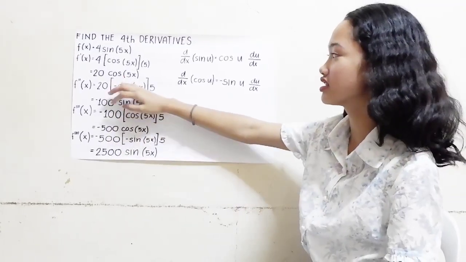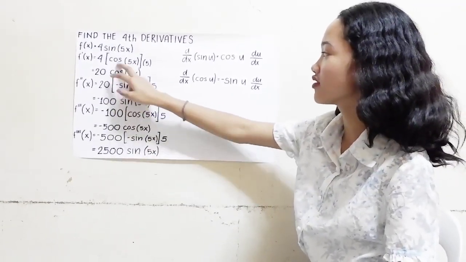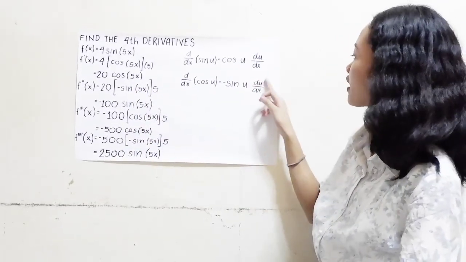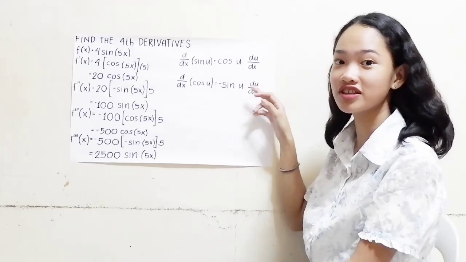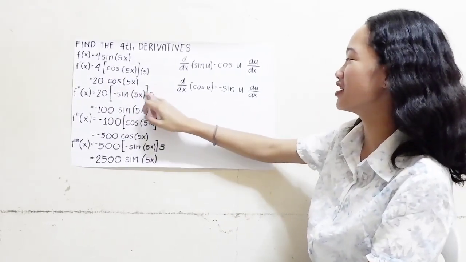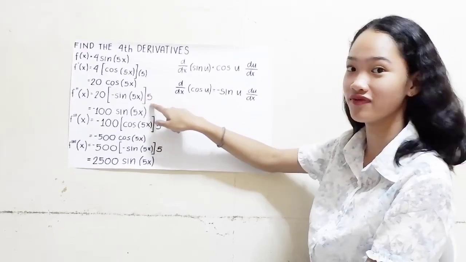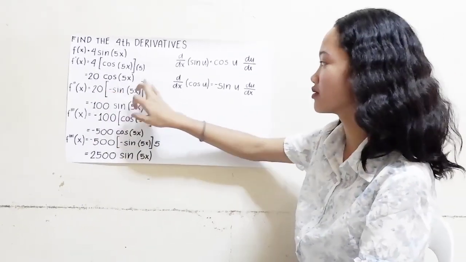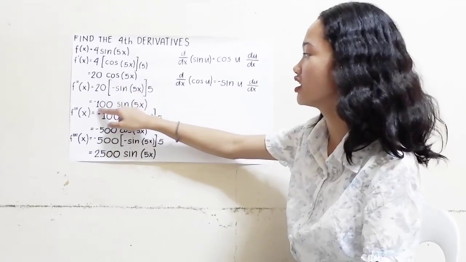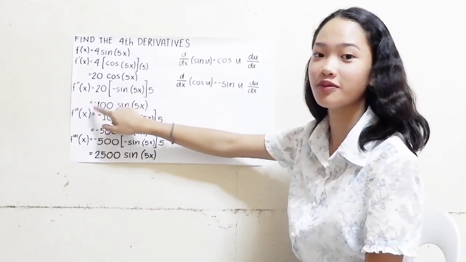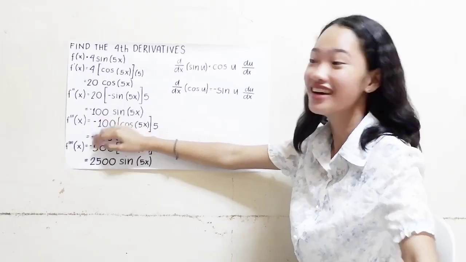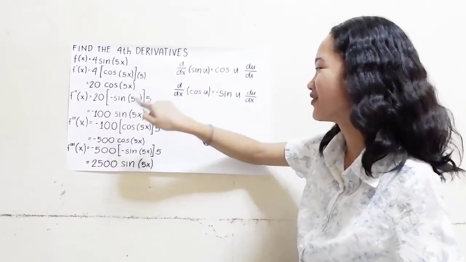So in this case, our u is 5x, and the derivative of cosine is negative sine. So, negative sine 5x. Since in our formula we need to get the derivative of u, and our u here is 5x, we get the derivative of 5x, which is 5. So, we multiply 20 times 5, which is 100. The proper way of writing it is to transfer the negative sign beside the product, so the answer is negative 100 sine 5x.